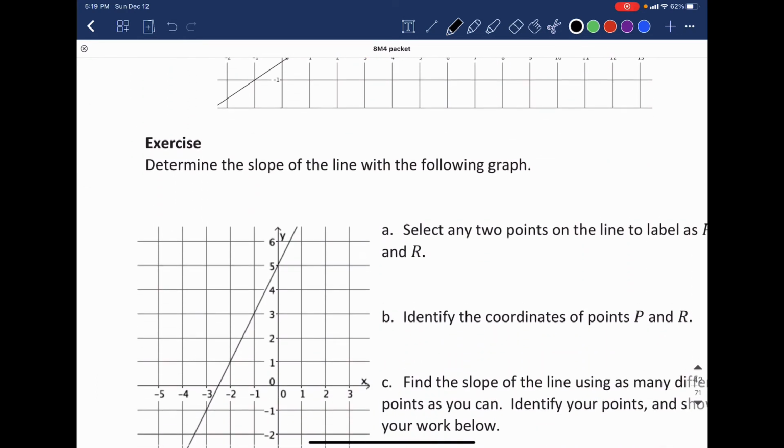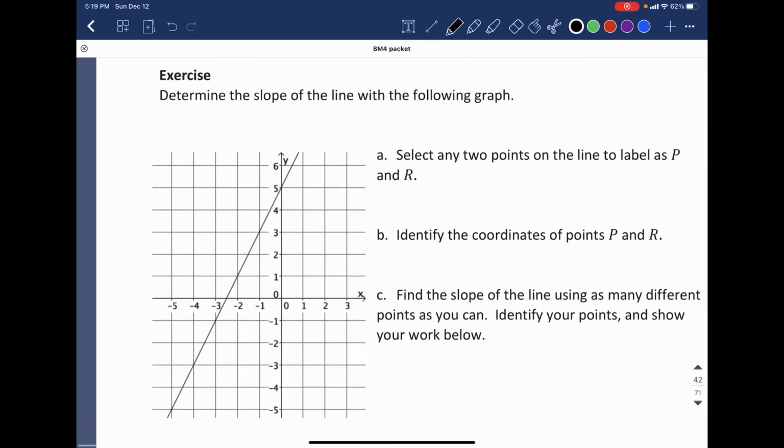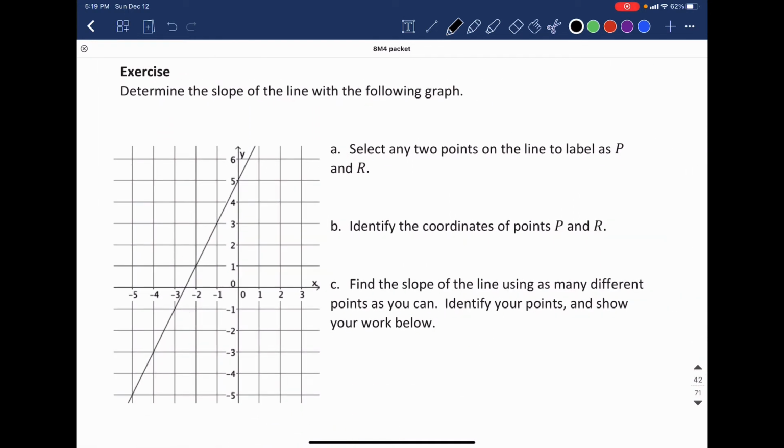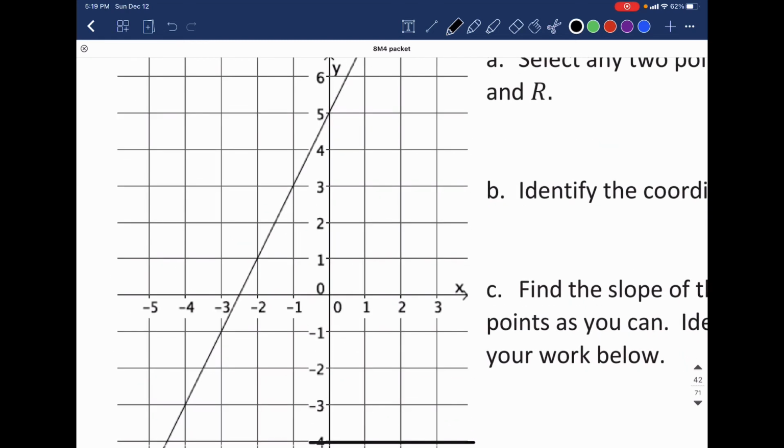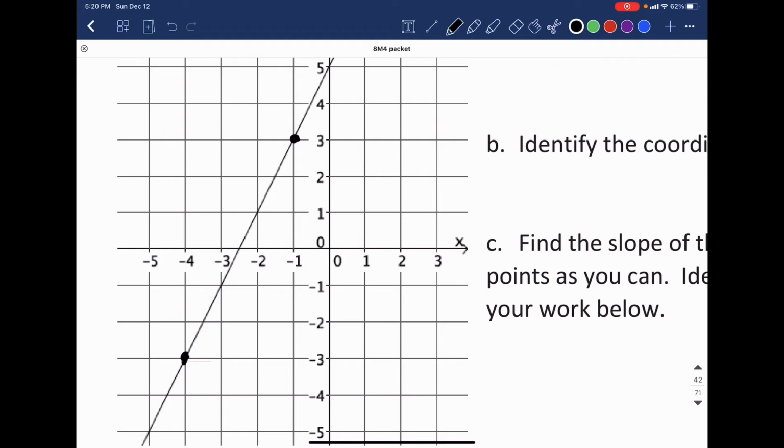Determine the slope of the line with the following graph. Select any 2 points on the line and label them P and R. I'm not going to pick a point right here on the line. I have to pick a point where I can determine numbers. Let's do those 2 points. So it's (-4, -3), and this one is (-1, 3). So now we're using negative numbers. So we'll label this one P and this one R. Since P was first, we're going to do x1, y1, and R will be x2, y2.